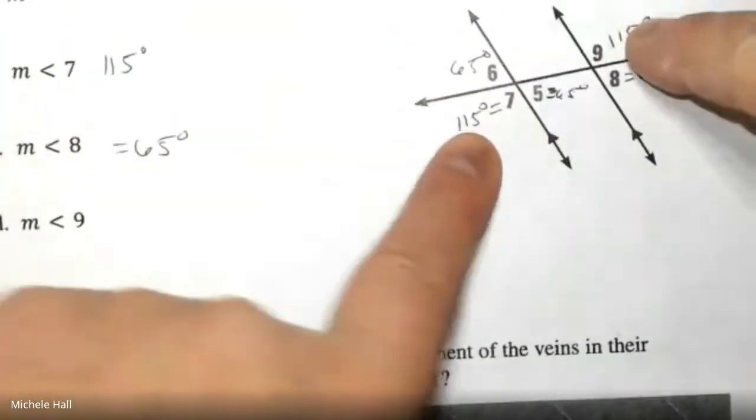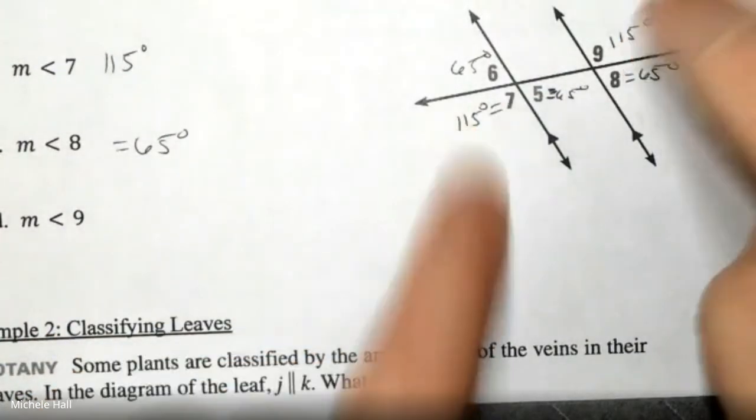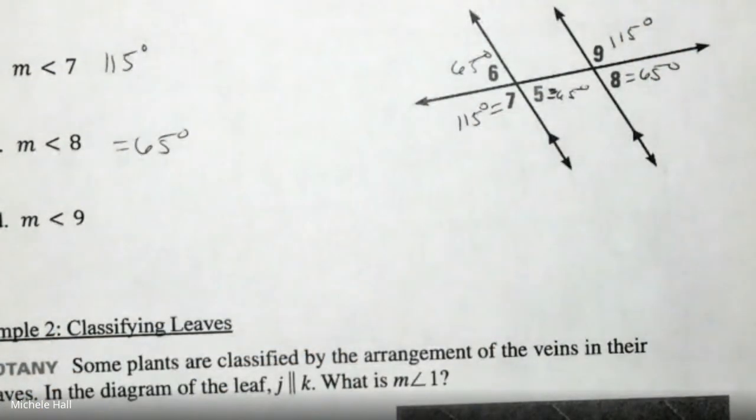Exactly. They're alternating on both sides, and they're on the outside of the parallel lines. Alternating exterior angles are congruent. Very good. All right, next one.